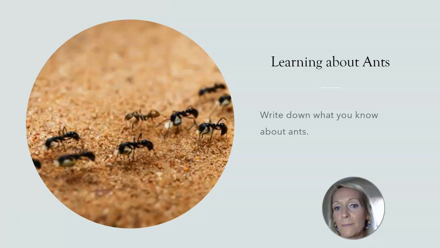Another lesson I saw was about ants, okay? And so the teacher began by saying, I want you to just start brainstorming in your notebook, write down what you know about ants. So again, this is getting at the baseline of what a student might know and what they can do on their own.